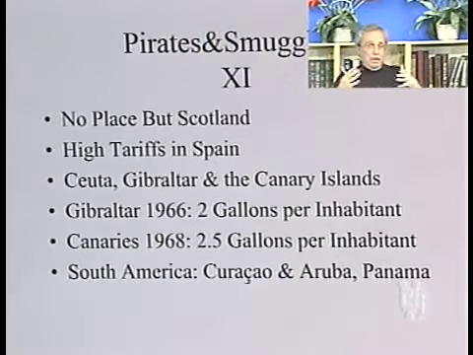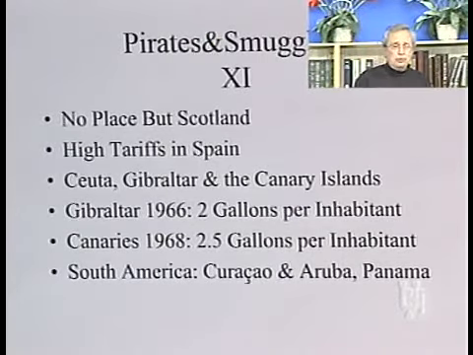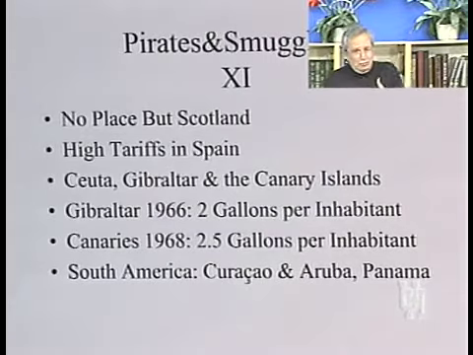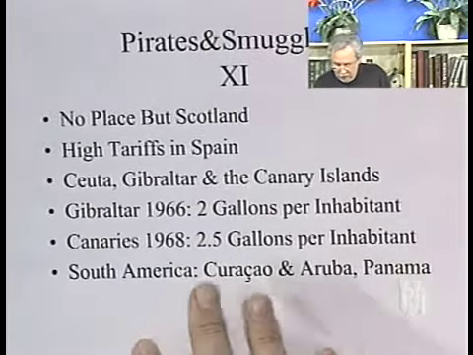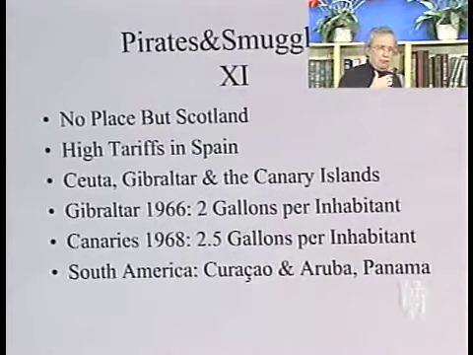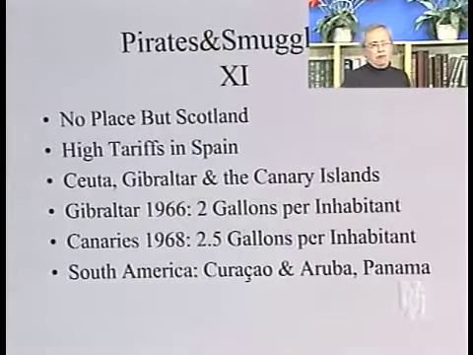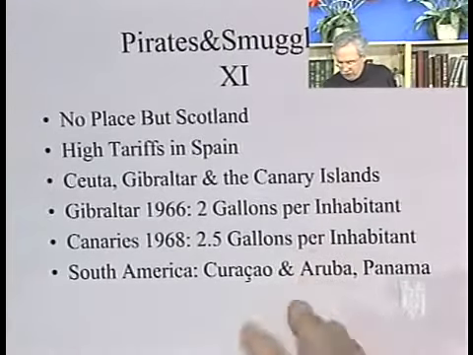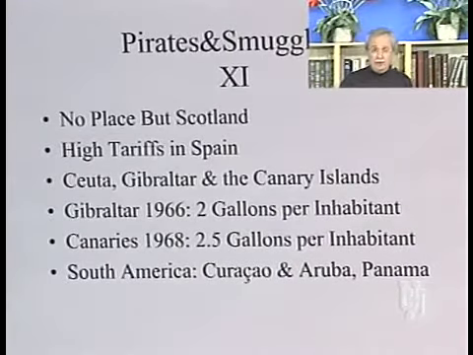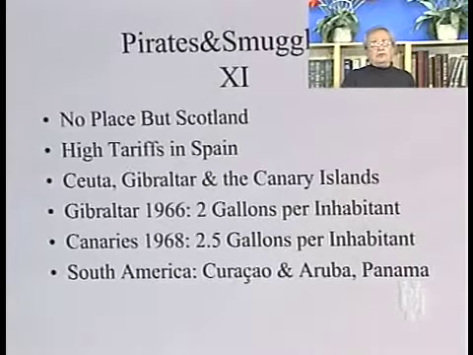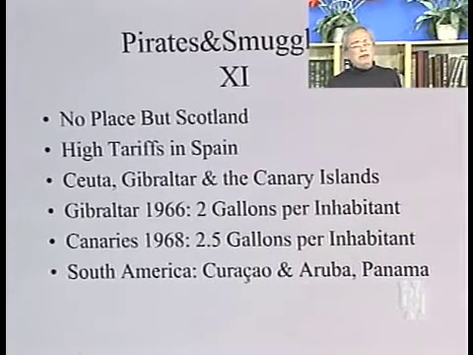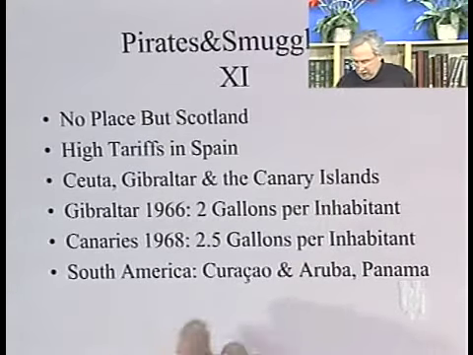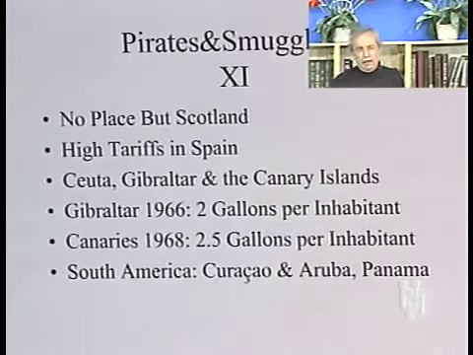There's always going to be this demand because they're never going to be able to substitute their own product, because the only place you make scotch is in Scotland. In Spain, the approach was not a ban or a quota, but high tariffs. So you'd pay a huge amount of money, you'd make it very expensive, 3-5 times what it would cost otherwise. And once again, of course, it was smuggled extensively from free ports in the area: Ceuta, Gibraltar, the Canary Islands.